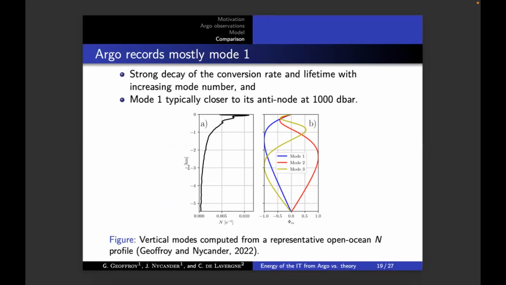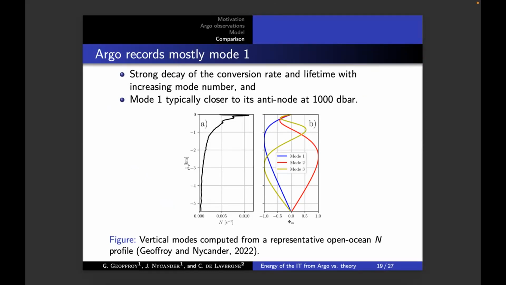Yet there is the point there that we can argue that most of what is recorded at 1,000 meter depth is actually because of mode 1. So the bulk of the contribution would be from mode 1. An argument for that is that simply mode 1 is the most energetic on a global average.